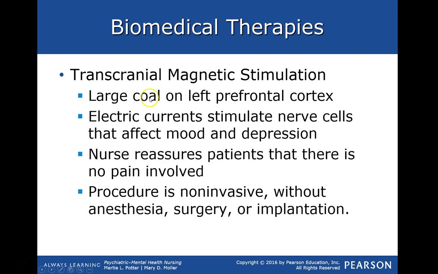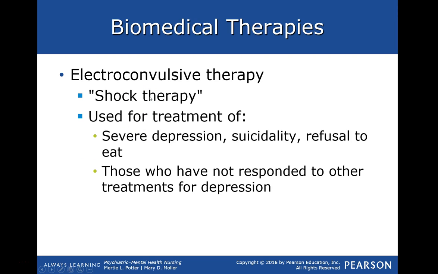With biomedical therapy, there's electroconvulsive therapy. This is what everybody thinks of as shock therapy. It's different than the magnetic stimulation in that there we're just stimulating the nerves. In electroconvulsive therapy, we are actually shocking them into some sort of grand mal seizure. It's used for treatment of severe depression, suicidal behavior, refusal to eat, any point where we can't get that person to turn around by any other means out there.